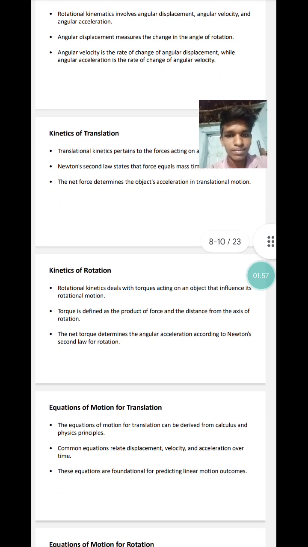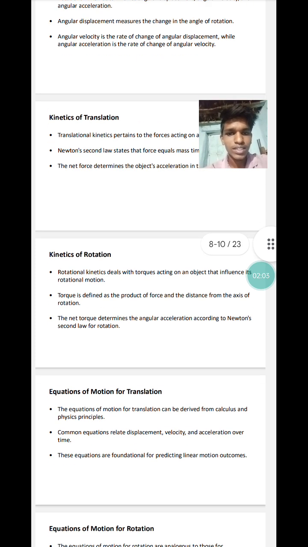Kinetics of rotation. Rotational kinetics deals with the torque acting on an object that influences its rotational motion.